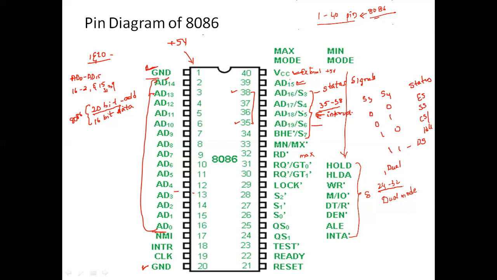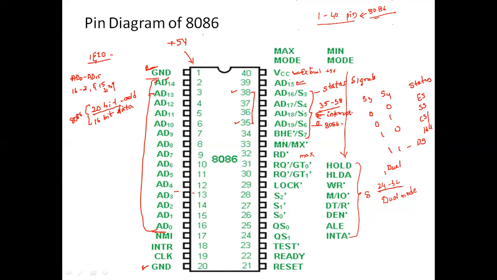When 0 is present at this signal pin, it indicates that the 8086 is holding the access of the bus. Otherwise it is in the high impedance state, and nothing is going to happen.